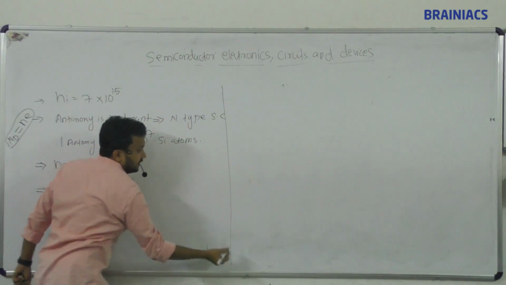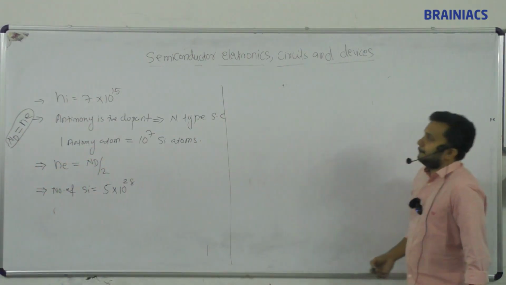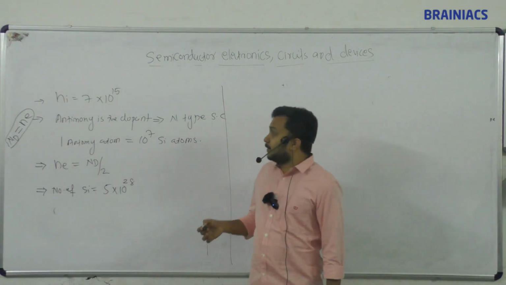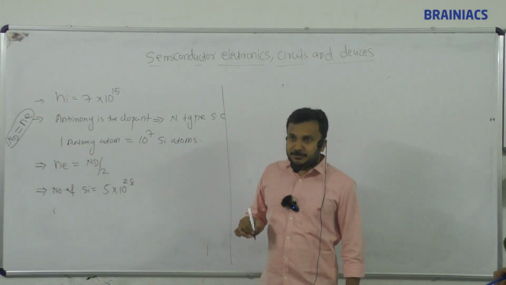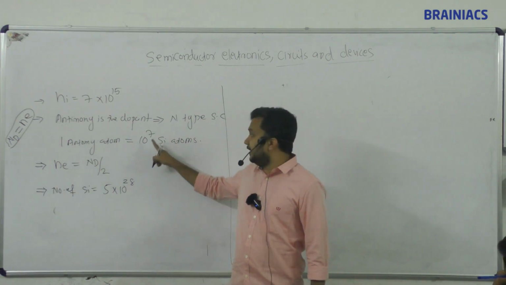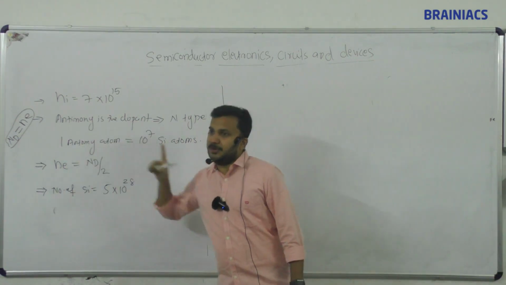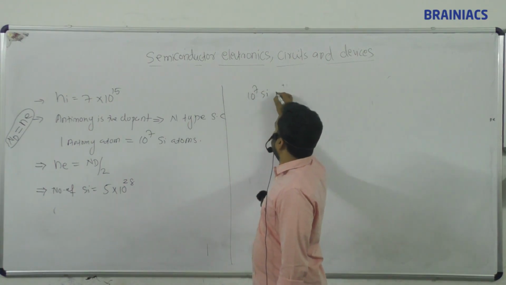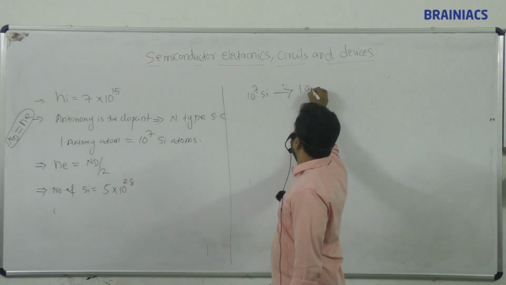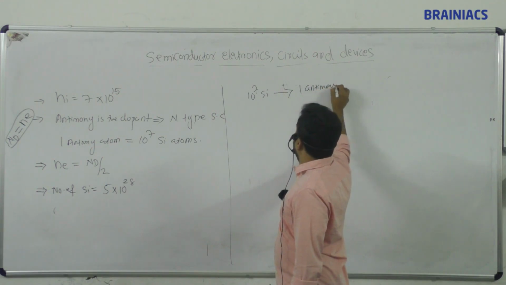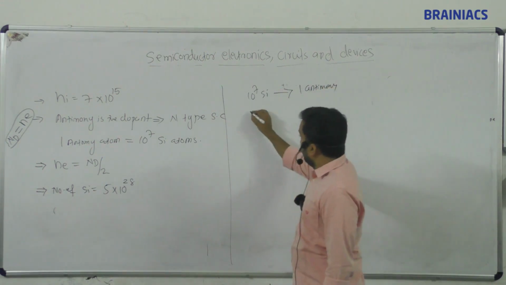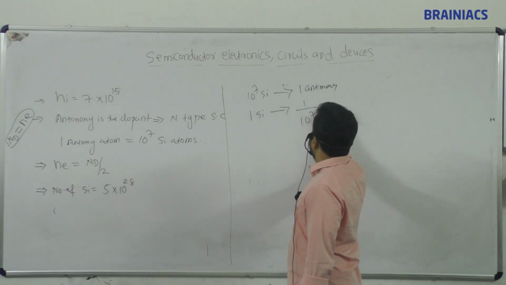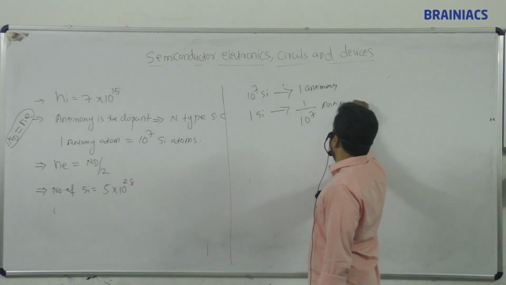What I will do next? Total antimony I have to find out. But what is given? 10 power 7 silicon will have 1 antimony. Okay, correct. So I'll write down, 10 power 7 silicon I have 1 antimony. So for 1 silicon I have how many antimony? 1 divided by 10 power 7 antimony atoms will be available.